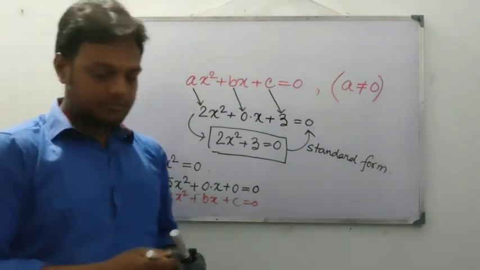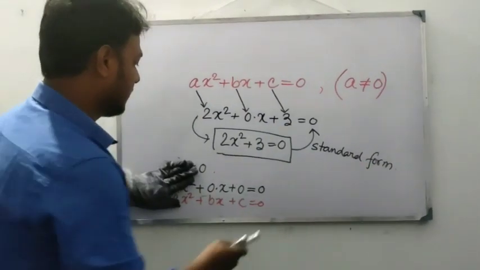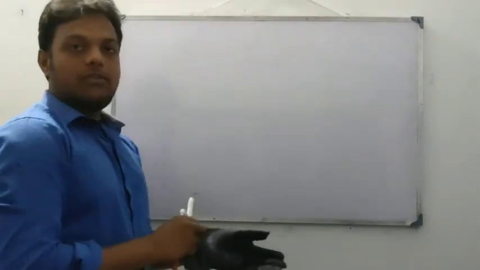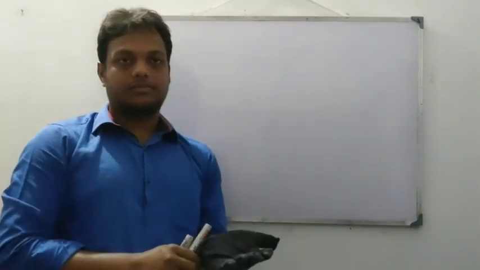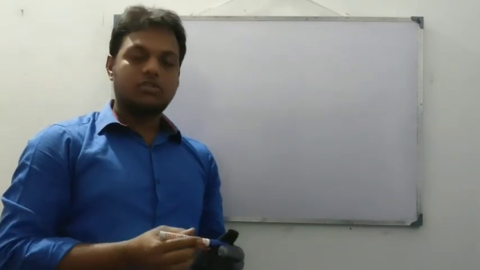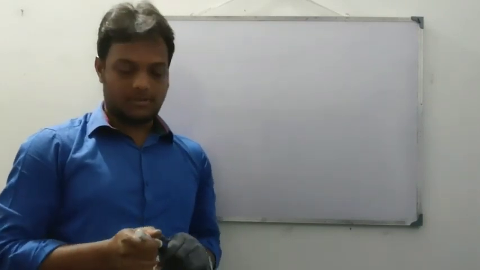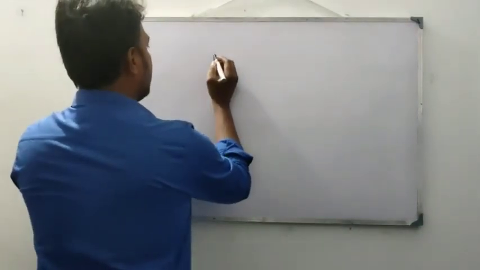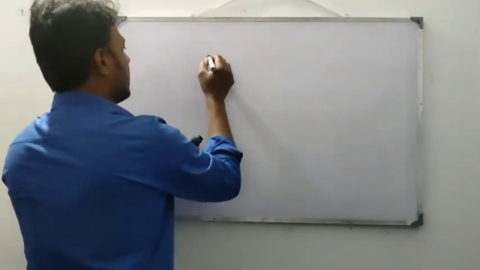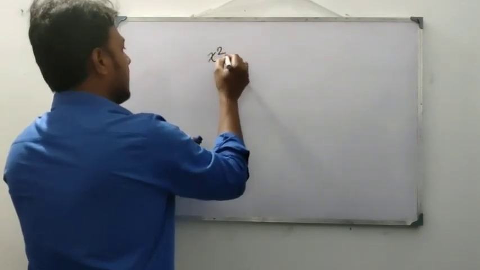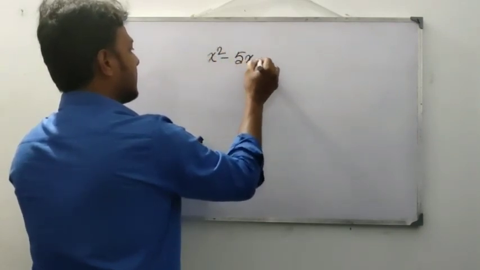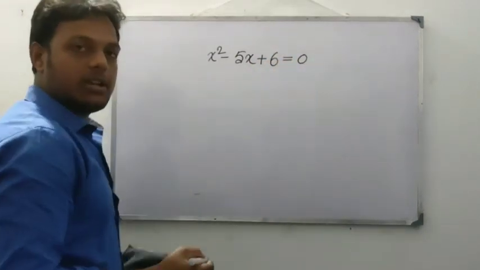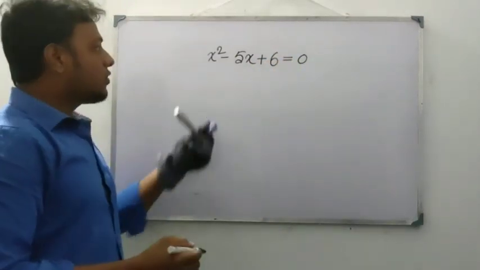Okay, now we have to solve a quadratic equation. How to solve a quadratic equation? This is the main question. In this chapter, the first chapter, we solve a quadratic equation. Suppose I am considering the quadratic equation x square minus 5x plus 6 equals to 0. Clearly this is a quadratic equation, so we have to solve it.